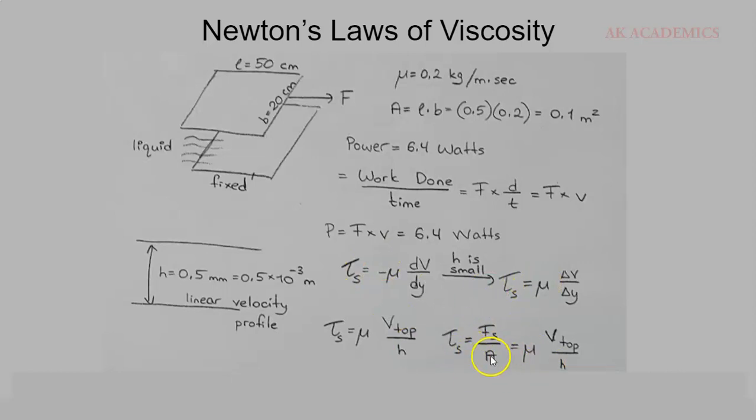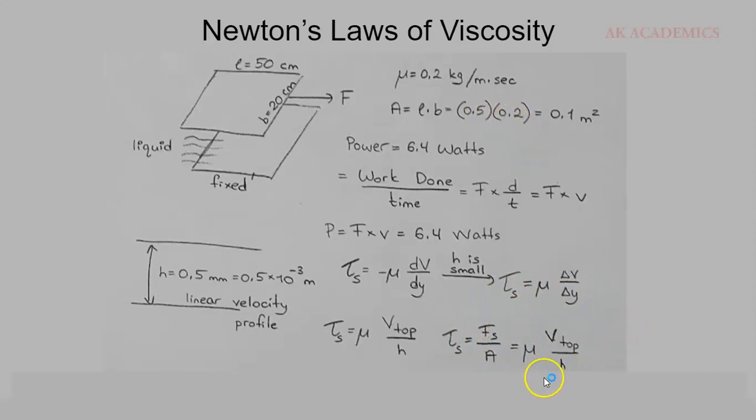Then once we have that, since from the beginning we already said that our shear stress is also equal to shear force over area, and shear stress is also equal to mu multiplied by the velocity at the top of the plate divided by h, we can equate these two. Mu v top over h will be equal to Fs over A, which is exactly what we have here. Don't forget that we have already calculated our A, so we know our A.